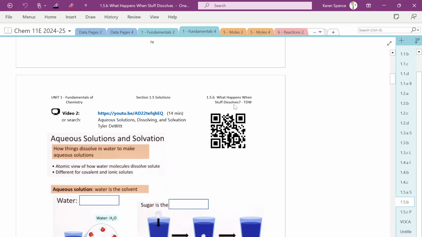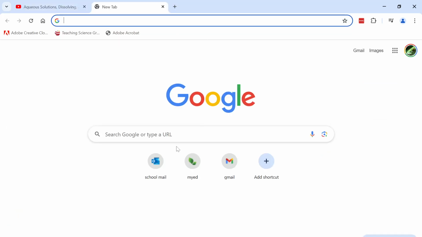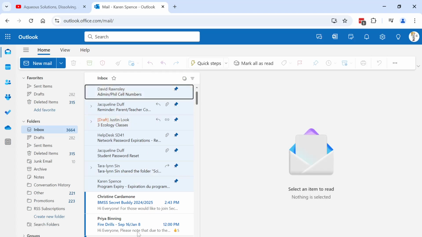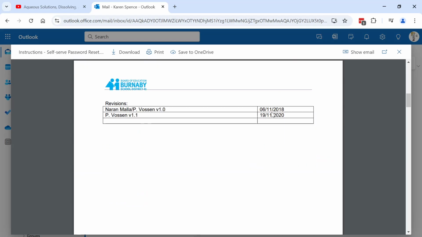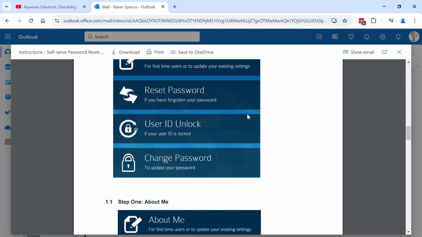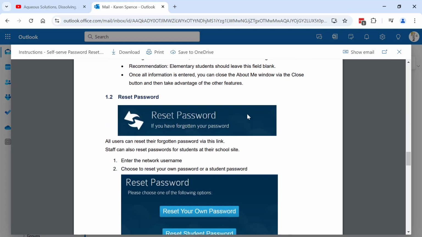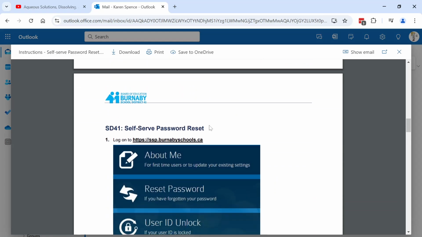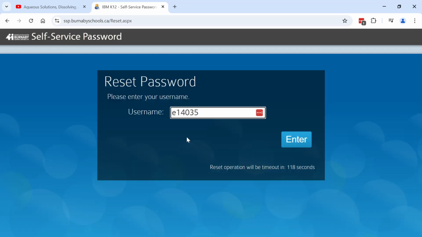Let's do that. So we need to go to my email, and you're going to come around here because you're going to have to type things. Okay. And I need to go to student password reset. Here we go. Okay, and the website is here. And I click on, not that one, I click on reset password, reset student password. Okay, so let's do this. Okay, reset password. I don't want to reset my password.